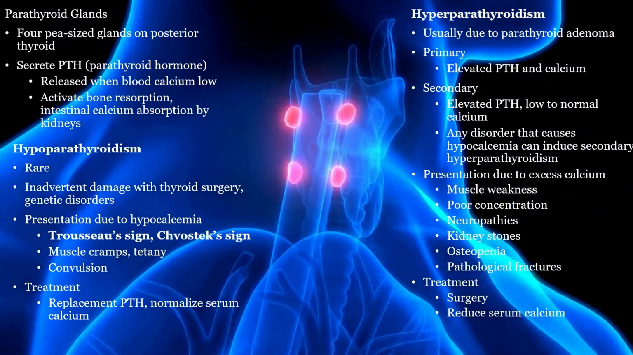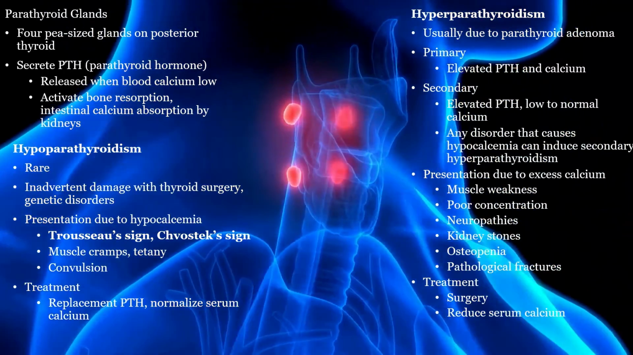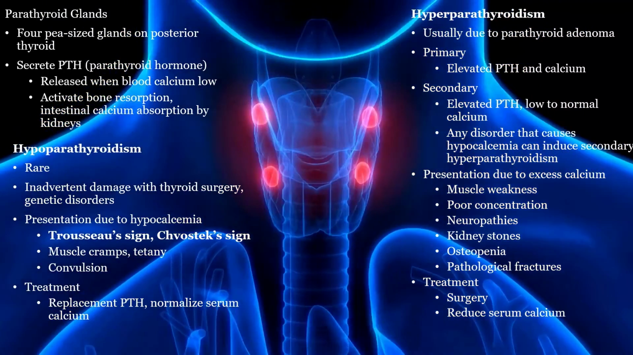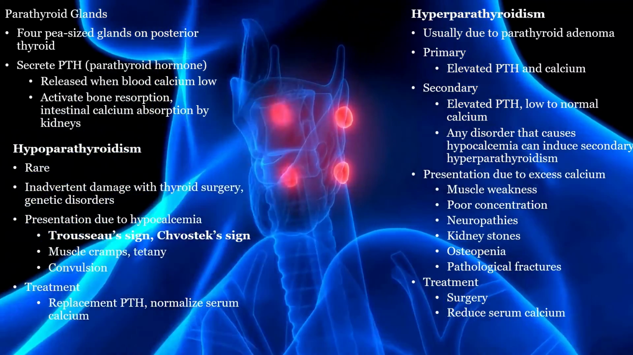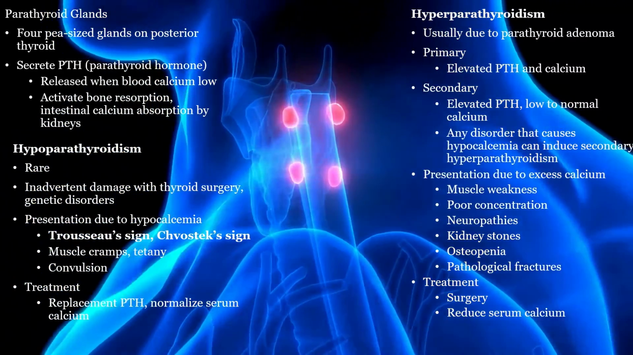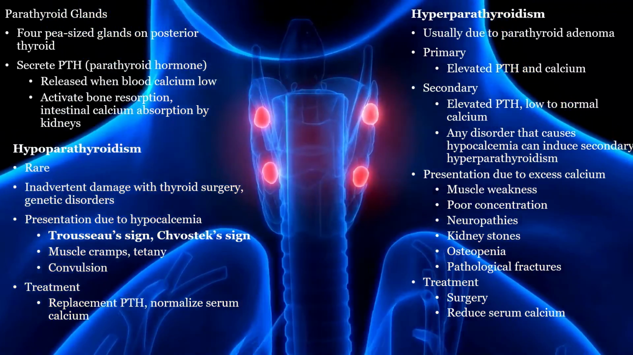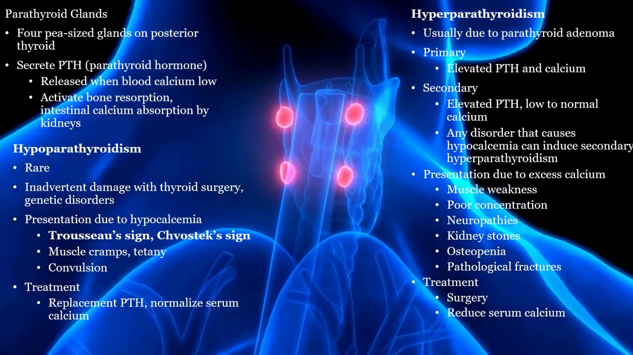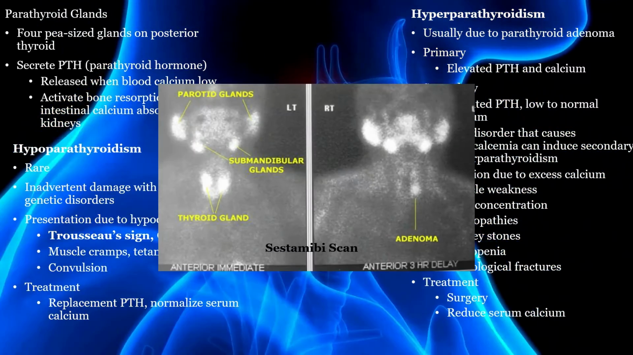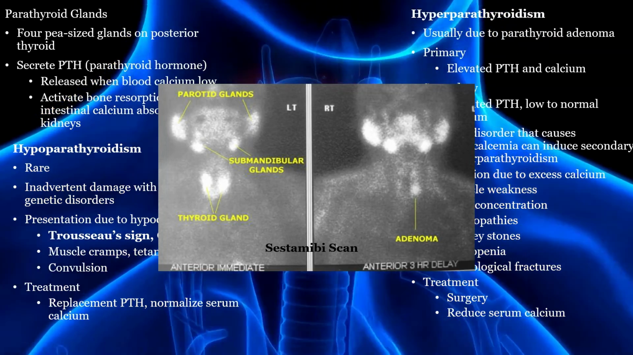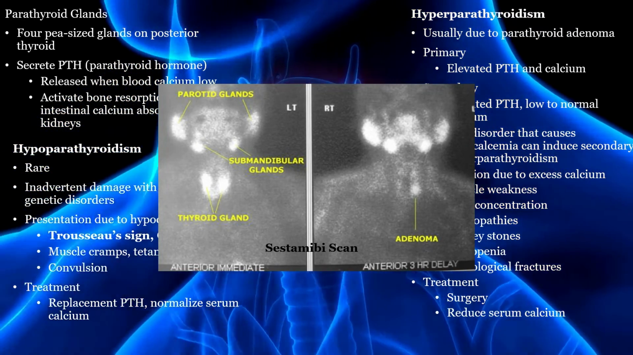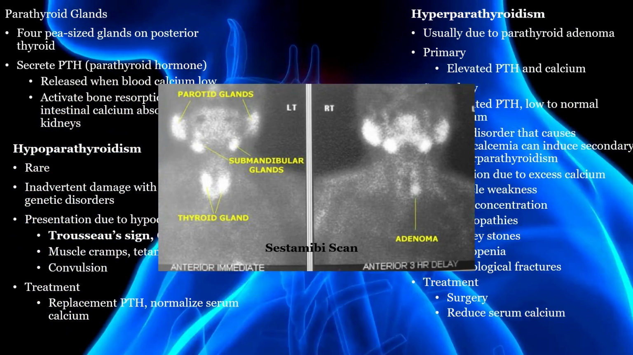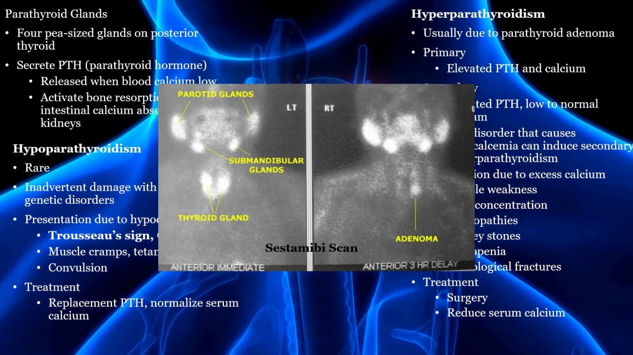Hyperparathyroidism comes from parathyroid tumors and will cause high calcium levels, or hypercalcemia, and all of the symptoms that go along with this: calcium, kidney stones, muscle weakness, osteopenia, pathological fractures. The diagnosis is made by a sestamibi scan. It's used to detect parathyroid tumors, with surgery to cure, and efforts to lower serum calcium levels.